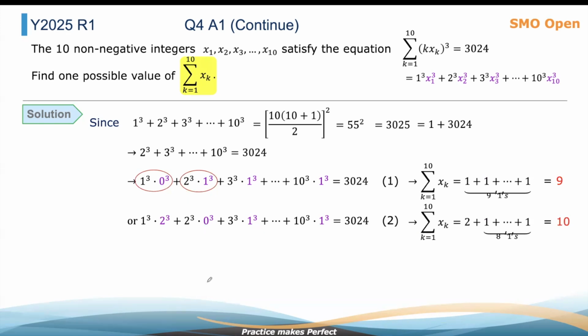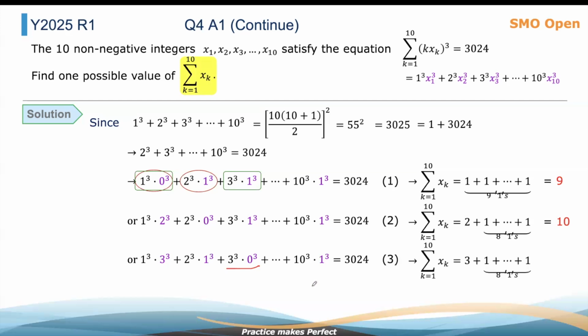Similarly, if we exchange the first one and the third one, the sum is in this form. Here, the third one is 0. x1 is 3, x2 is 1, x3 is 0, x4 to x10 is 1. We get a new sum, which equals 11. And we can exchange the first one and the fourth one, the first one and the fifth one.